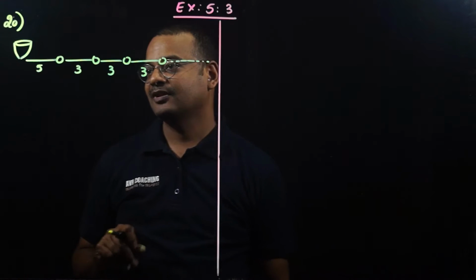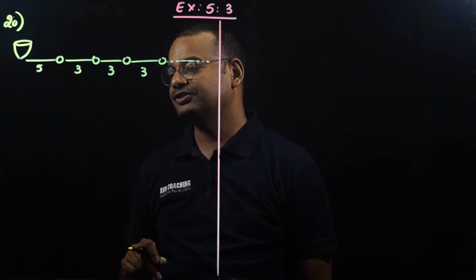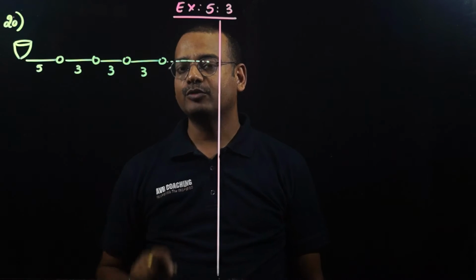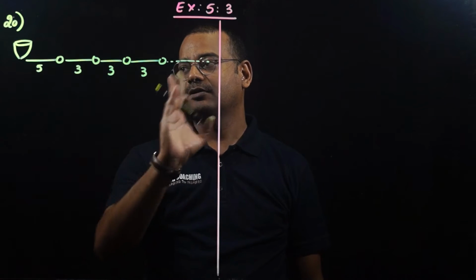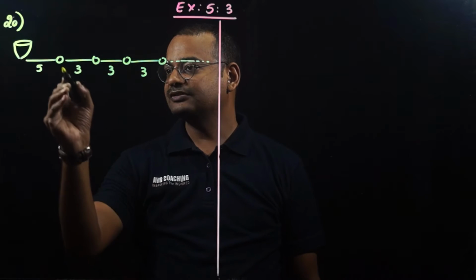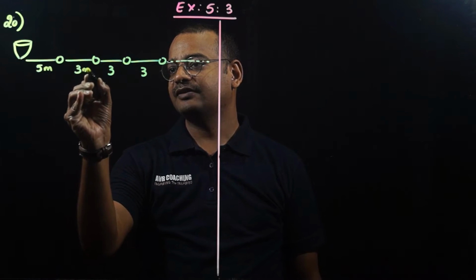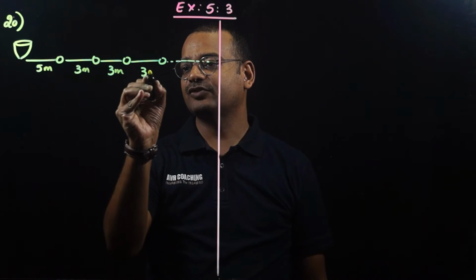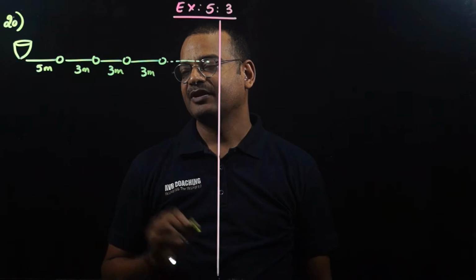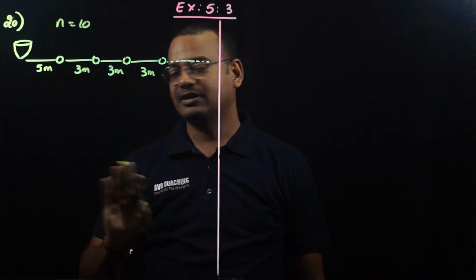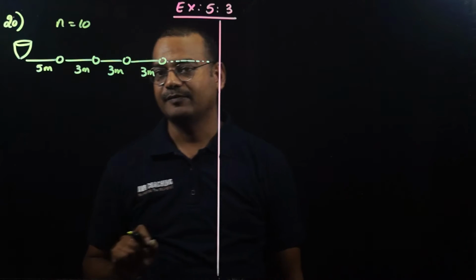20th problem. Now there is a competition where a bucket is placed and there are some 10 potatoes placed away from the bucket. Now the first potato is placed at 5 meters distance, and after that each potato is at a distance of 3 meters. Now totally there are 10 potatoes. So clearly n is equal to 10.